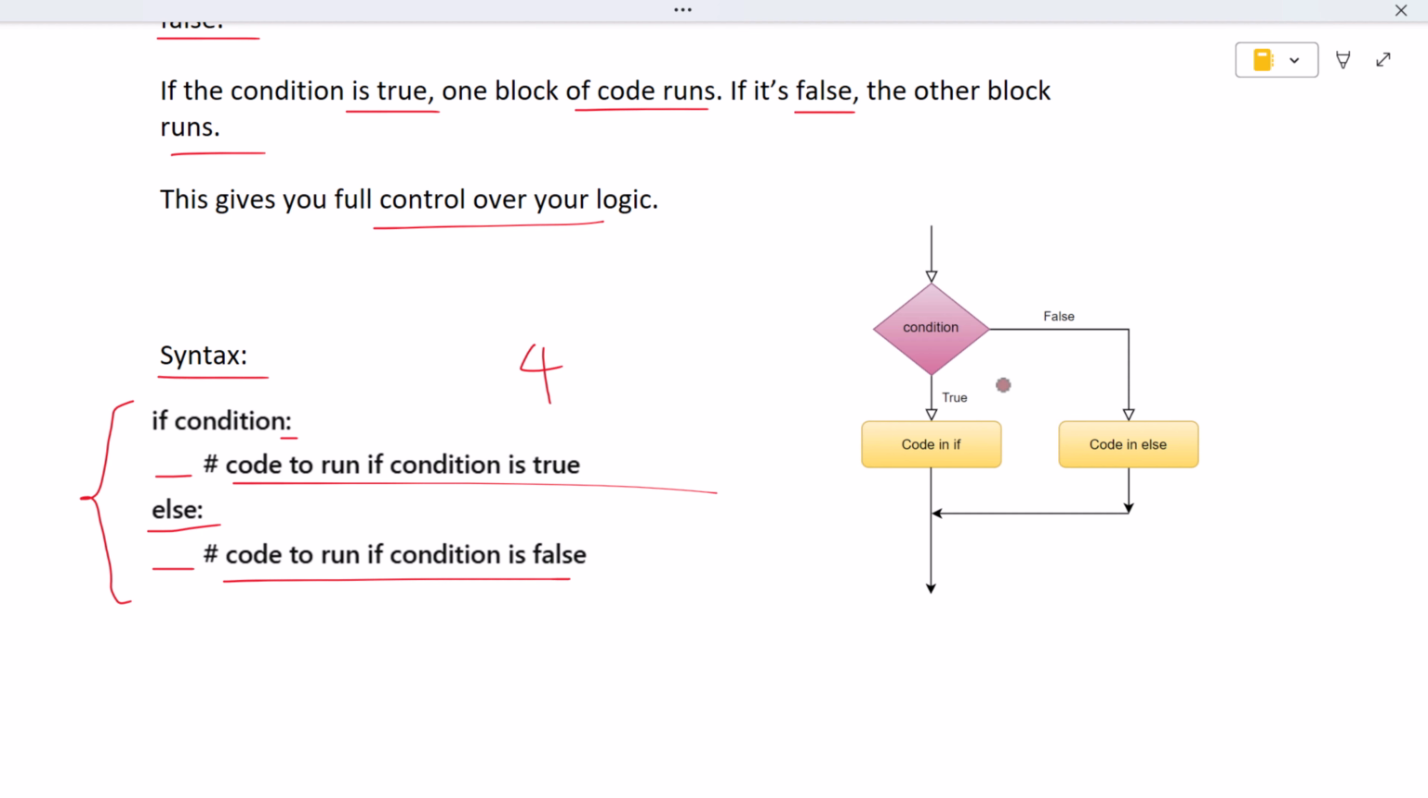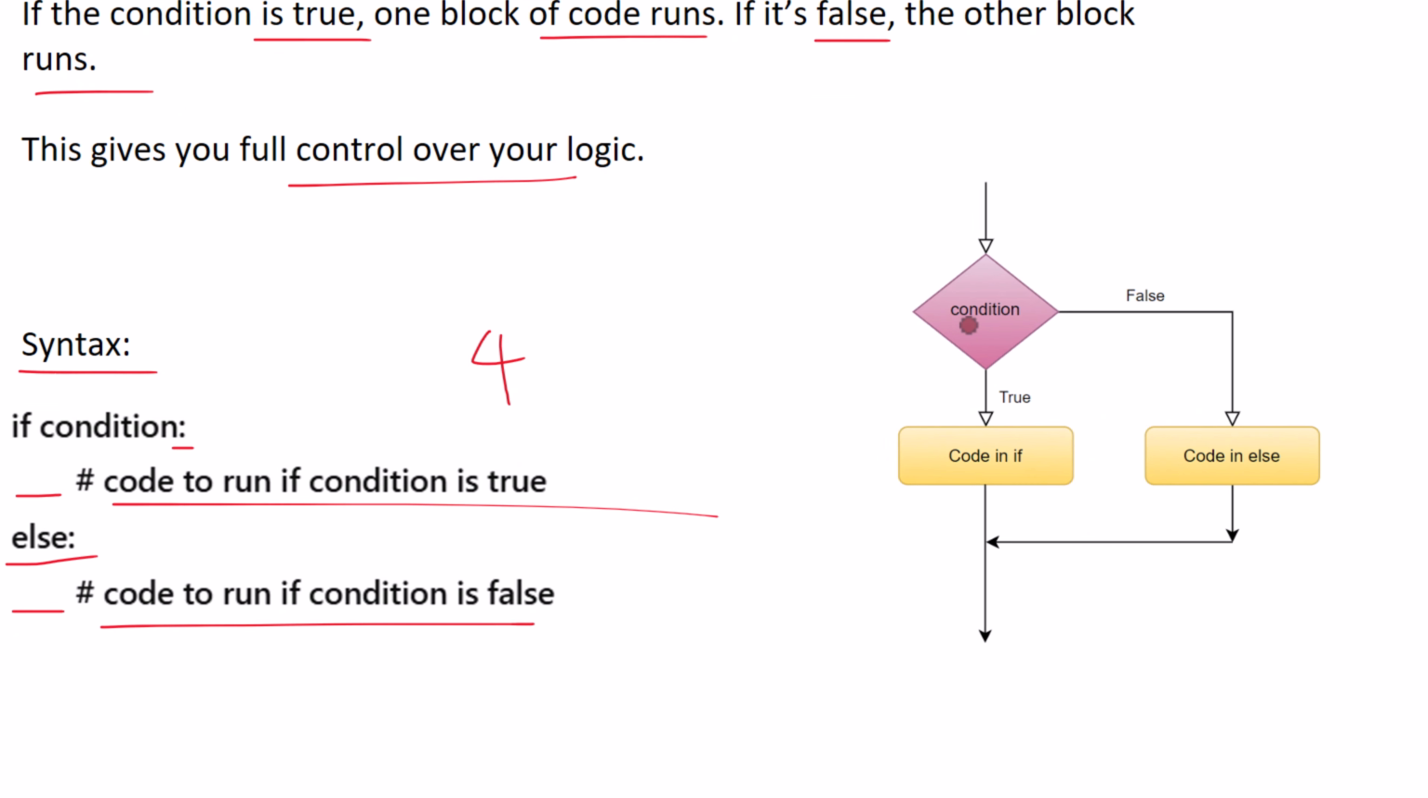Let's now understand how the if-else statement works behind the scenes using this flowchart. At the top, the program starts just like every Python script. The first thing it encounters is the condition. This is the diamond shape you see here. And it asks a question like, is age greater than or equal to 18? Or is the password correct? Now two paths are possible.